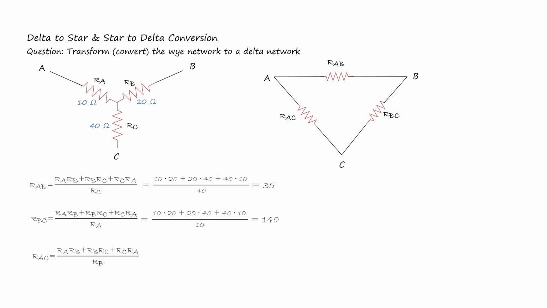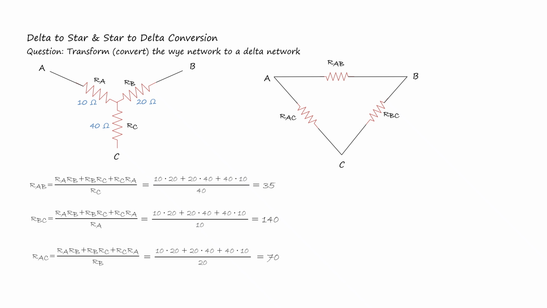And the left one is RAC. RAC is equal to RA times RB plus RB times RC plus RC times RA over RB. RB is the opposite of RAC, which is 20 ohms. So we take the sum of all possible products of two resistors, and then we divide it by its opposite. Its opposite is 20, which gives us 70 ohms.